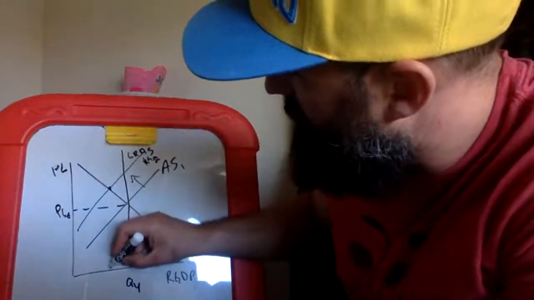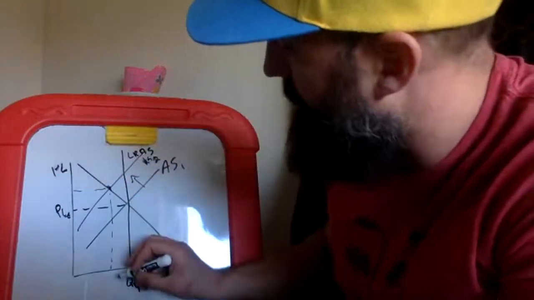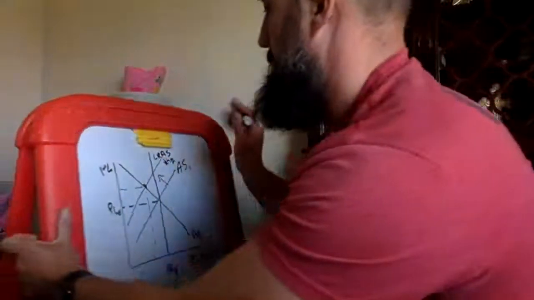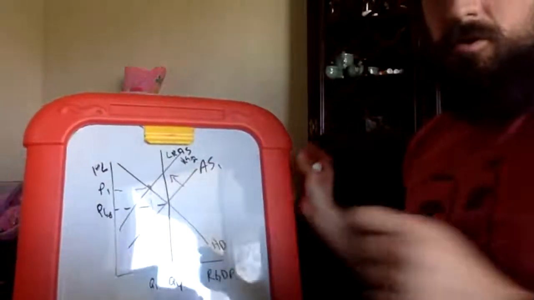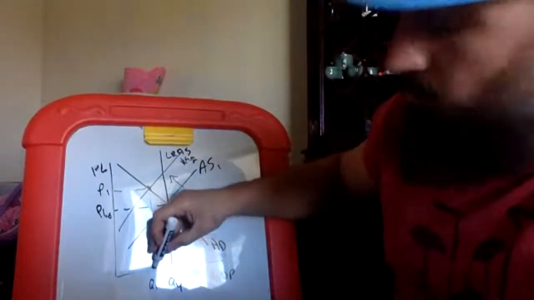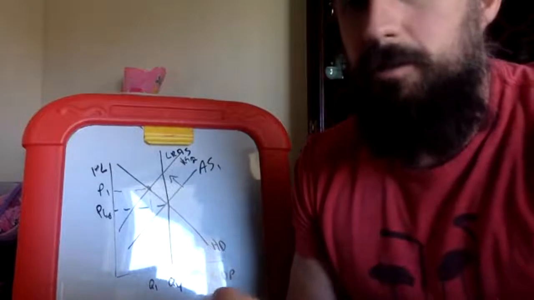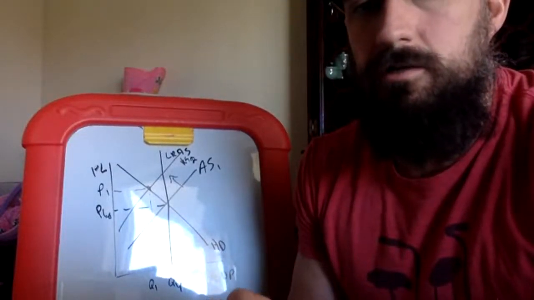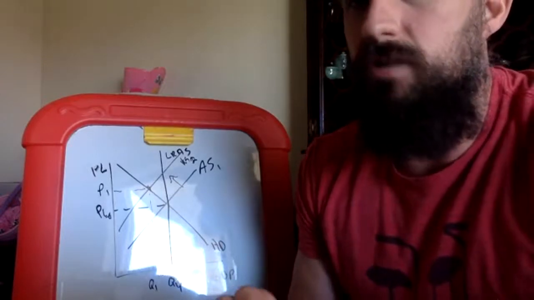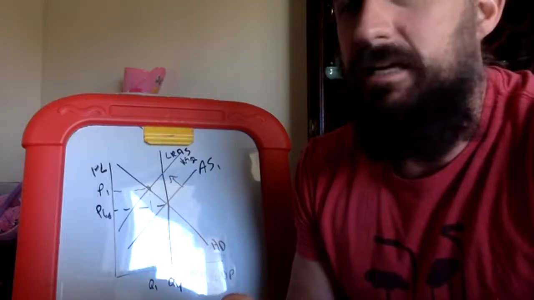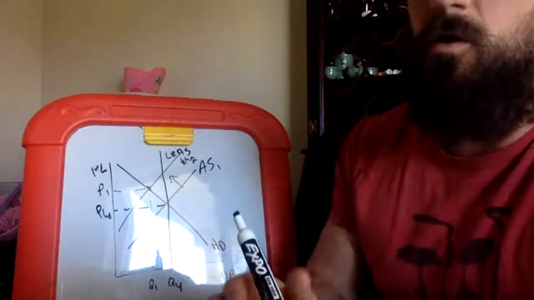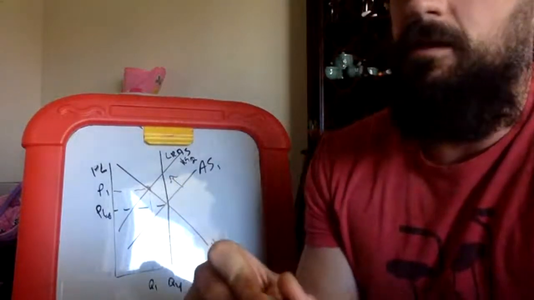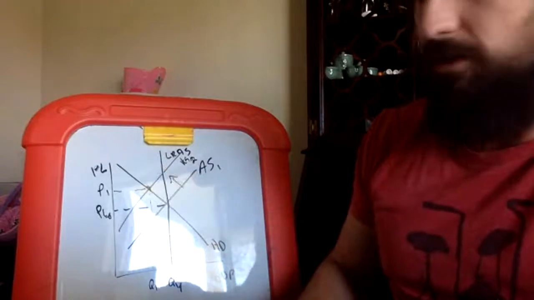So what happens to price levels? Price levels increase, and output decreases. That is a situation in the economy which we call stagflation. You have a stagnant economy, but you have inflation. You have price levels rising, but you're not producing as much. This would be considered a recessionary gap. Again, this is called stagflation, where you have high price levels and you're not producing as much.